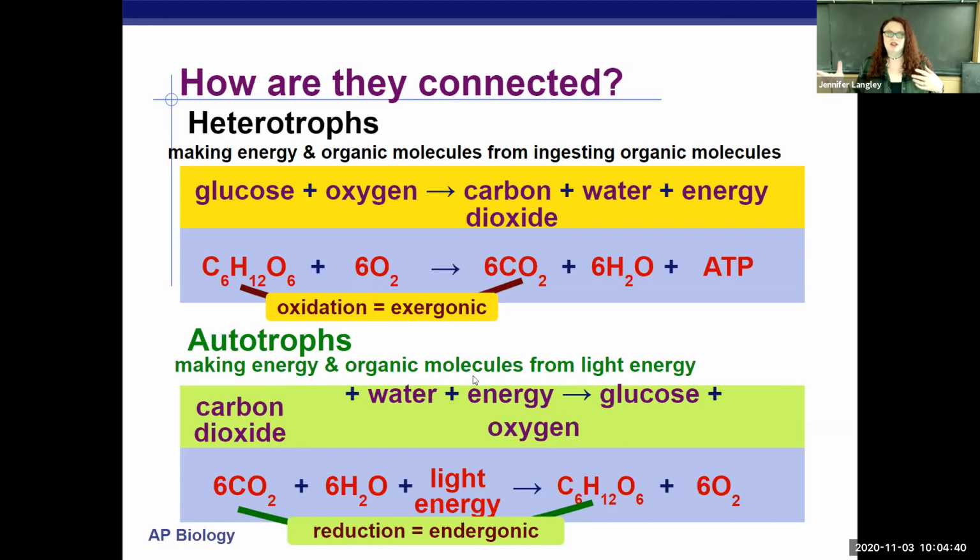So we talked about endergonic. Actually, that was at the beginning of this unit, endergonic and exergonic, and how if we have one that's energy releasing, we'll have one that's energy consuming. And so here we have respiration and photosynthesis working back and forth with each other.